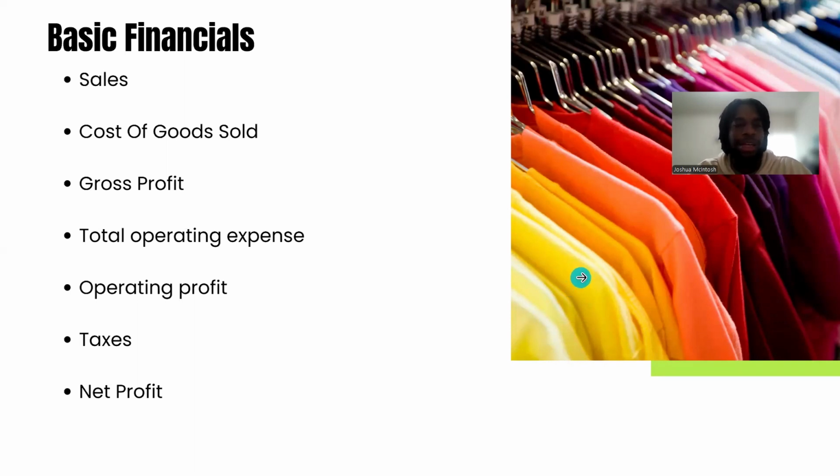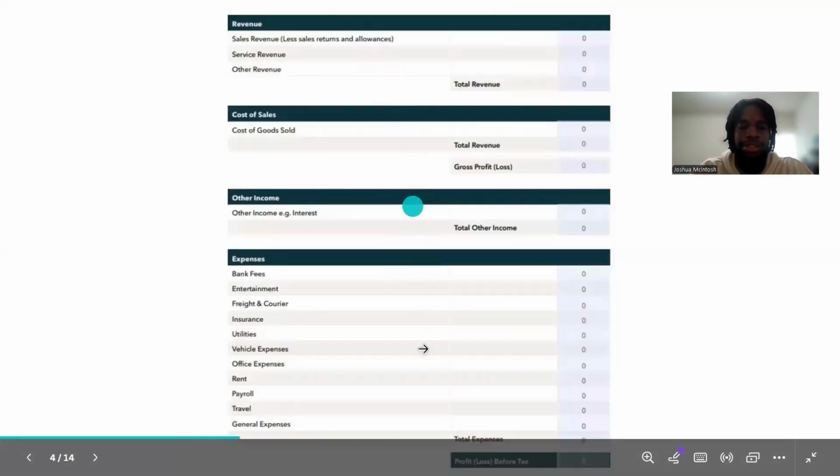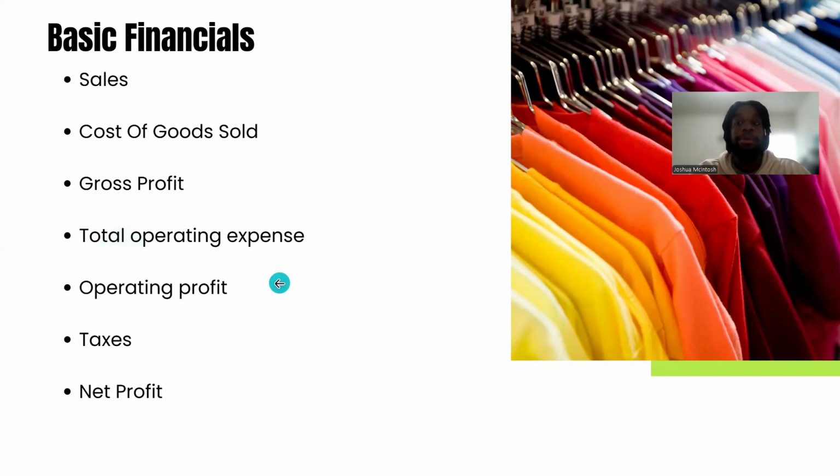So these are the basic financials that you need to understand inside your business in order to create your budget. These are going to be your sales, your cost of goods sold, your gross profit, your total operating expense, your operating profit, your taxes, and your net profit. And if you notice, all of these are going to appear on your P&L, your profit and loss statement, at the end. So I'm just going to go ahead and break down what each description means.